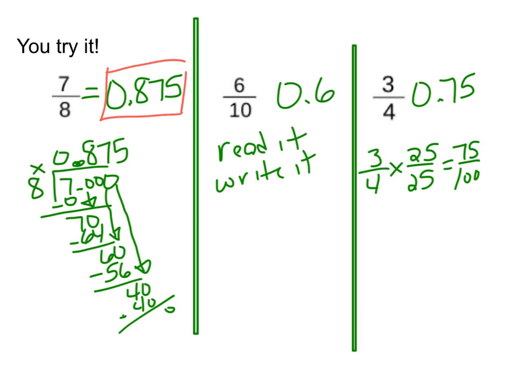Think of fourths as quarters. So if you have 3/4, that's 75 cents. If I had 2/4, that would be 50 cents. And if I had 1/4, that would be 25 cents. So that helps you when you think of it as money.